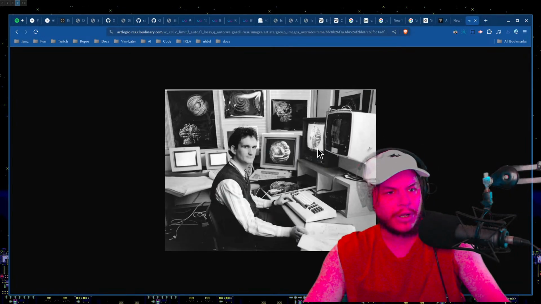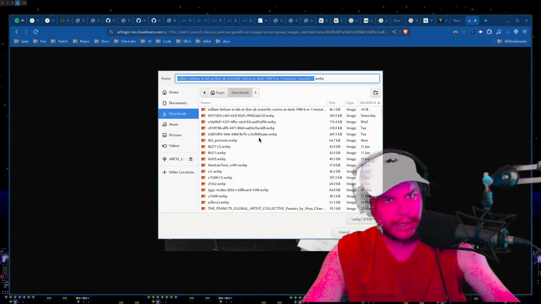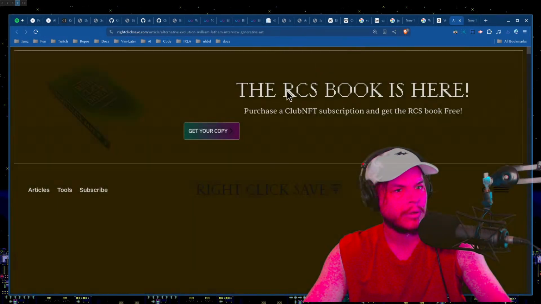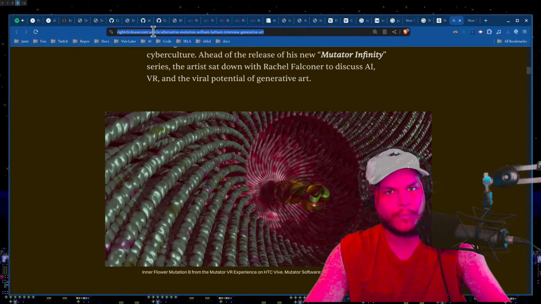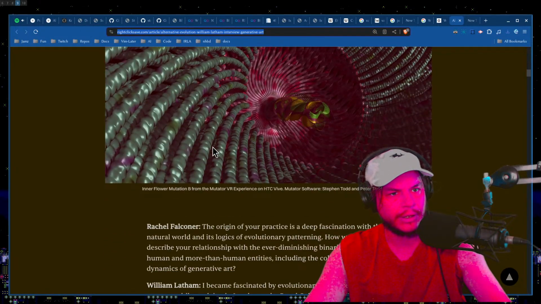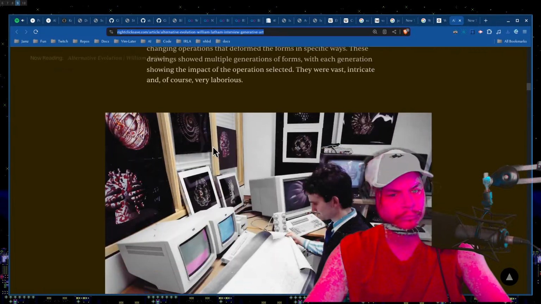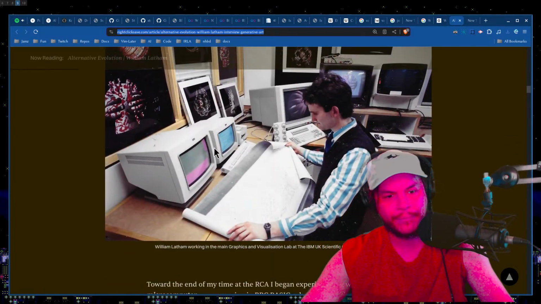Dude, I love this photo. It's so cool. Make sure I save it. I got it. Look at it. We got the lovely article from Right Click Save. They're always so lovely. God damn, look at that boy.